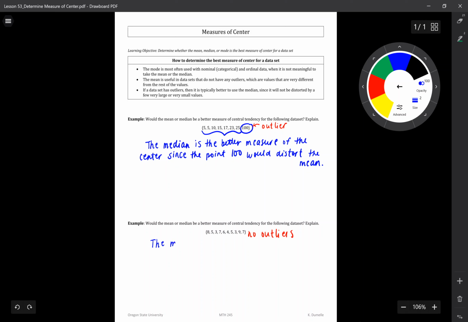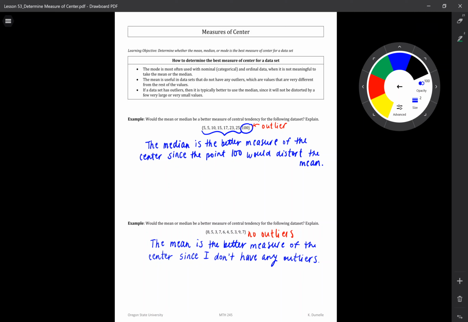So the mean is the better measure of the center since I don't have any outliers. So this is how we determine which measure of center we should use for a data set.